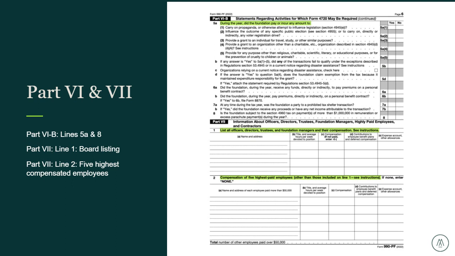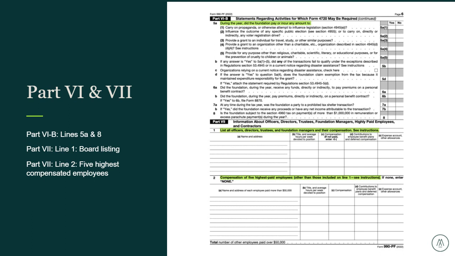Line 3, providing any grants to an individual for travel, study, or other similar purposes. This can be allowed, but the private foundation does need to get pre-approval from the IRS. This, for example, would be if scholarships are given. The approval from the IRS can be obtained either through the exemption application, where there is a section that can be attached that includes the information the IRS is looking for, or if it needs to be requested after that point, there is a form that can be filed where essentially the same information is provided to the IRS.